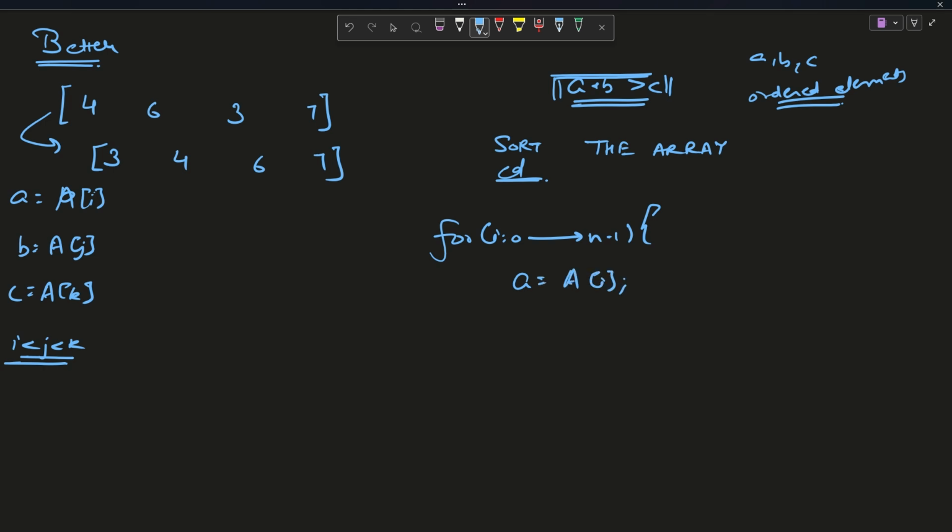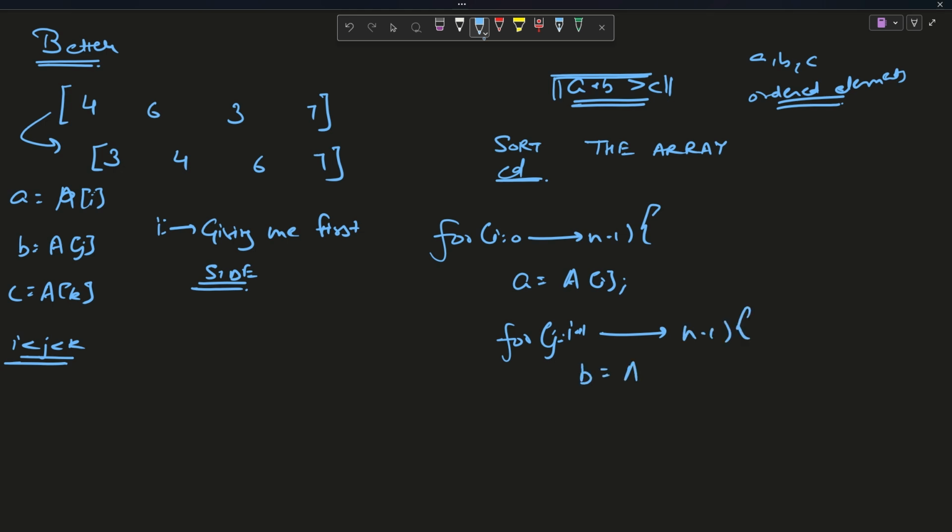So what is happening? This i pointer is giving me the first side, right? That means suppose I want to say my i is lying here. Inside it, use another loop for j equals i plus 1 till n minus 1, and b equals array of j. That is, j is giving me the second side.